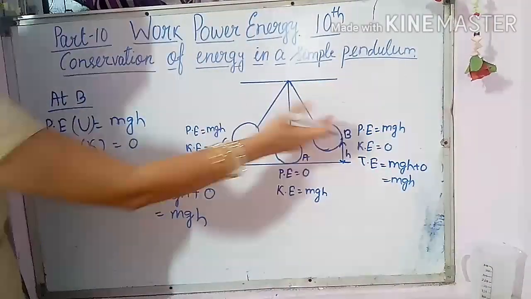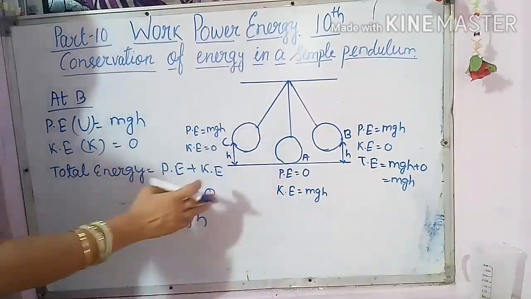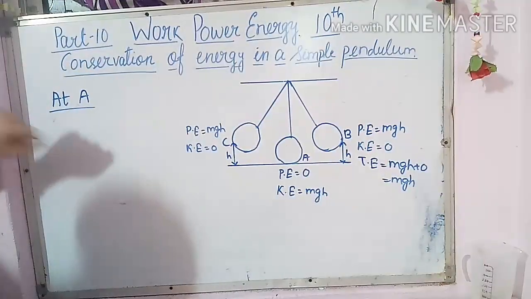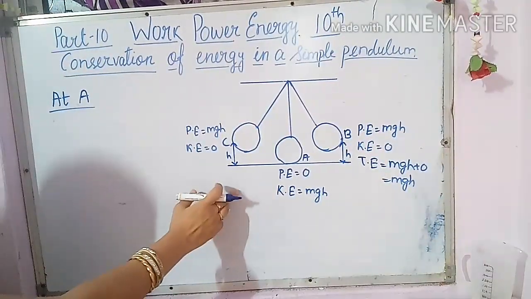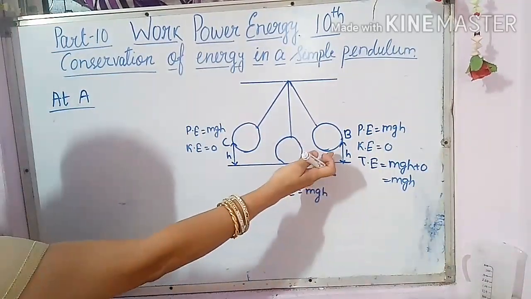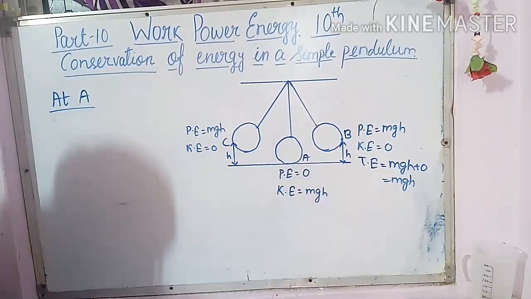Only you can draw the diagram and you can write that much only. Now go to the second position, that is A. Now children, see at the position A. Here the bulb comes to here only. Now the potential energy stored in that bulb will turn into the kinetic energy.